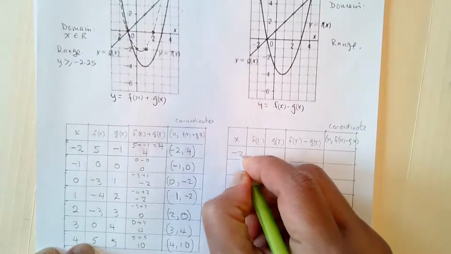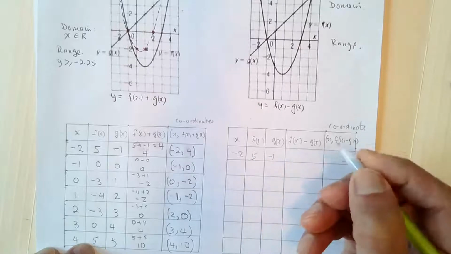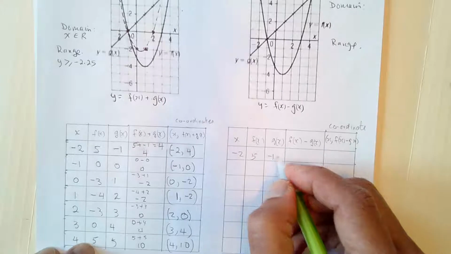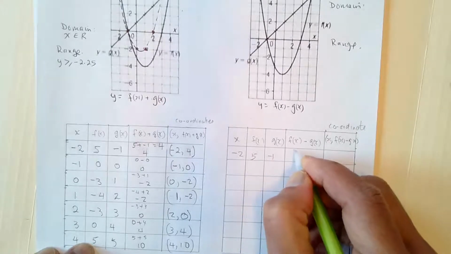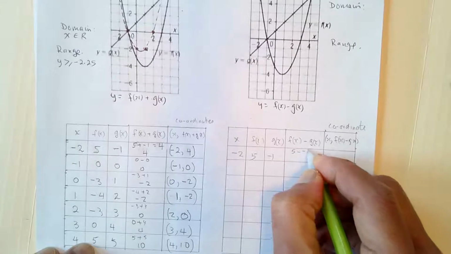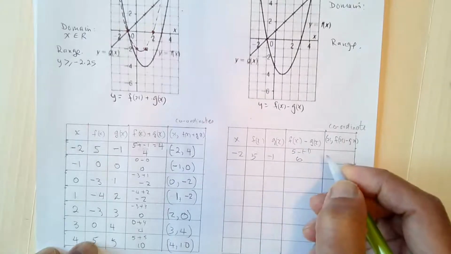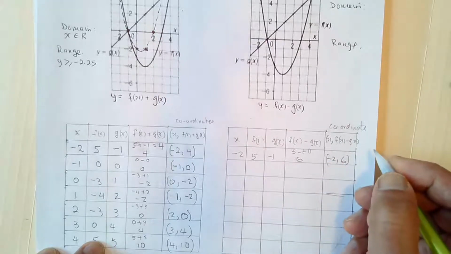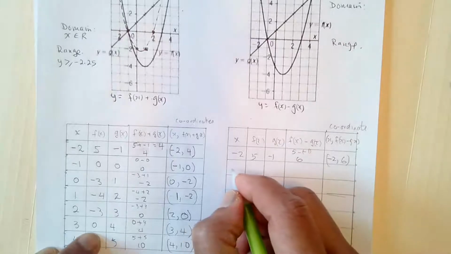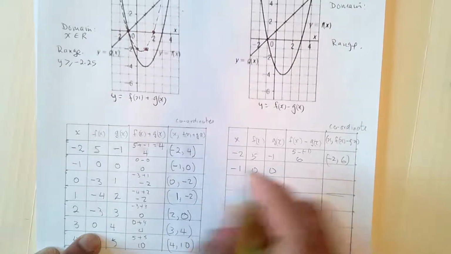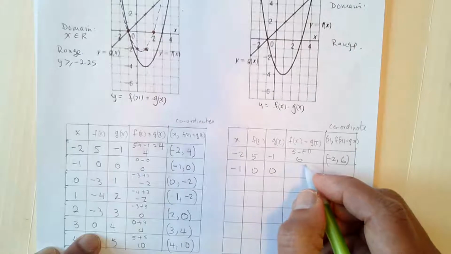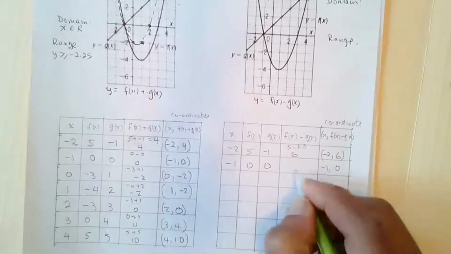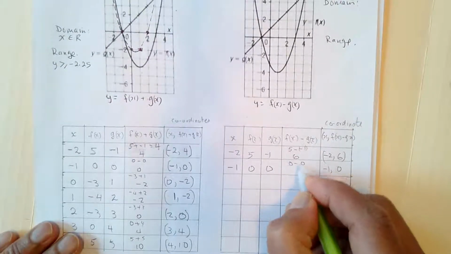So you have -2, 5, -1. Now we're subtracting: 5 minus -1 will give me 6. So let's write it here. 5 minus -1 gives me 6. So it will be -2, 6. Then we have -1, 0, and 0. So we have 0 minus 0, and that will give us -1, 0. So 0 minus 0 is 0.